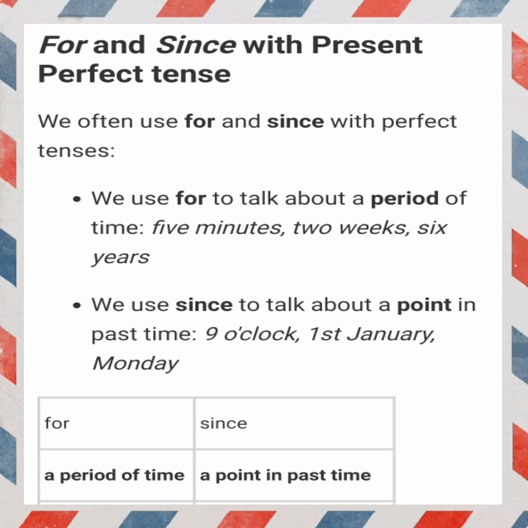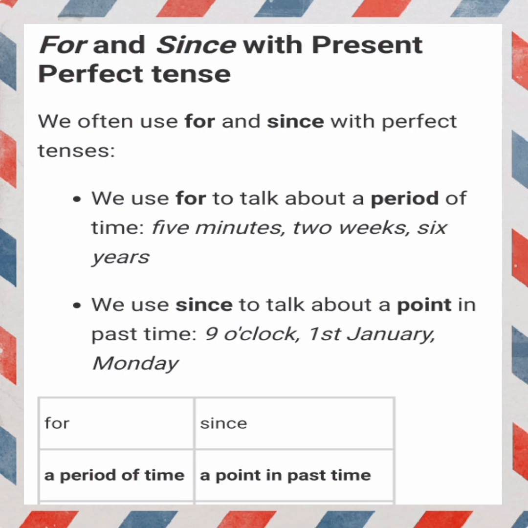Usage of for and since with present perfect tense. We often use for and since with the perfect tenses. We use for to talk about a period of time, that is 5 minutes, 2 weeks, 6 years. Then we use since to talk about a point in the past, 9 o'clock, 1st January, Monday, like that.